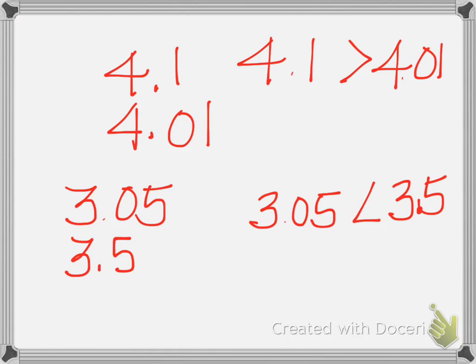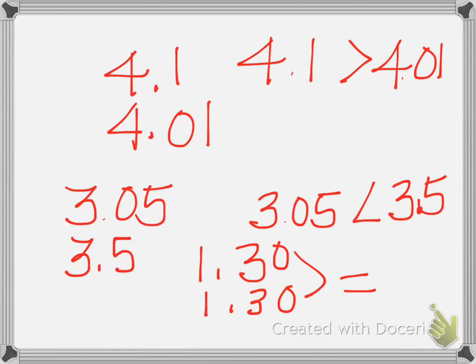And the last one, you've got 1.3 compared to 1.30. Basically, those two things are equal. You could put a 0 there, and that's not going to change the value of that number at all.